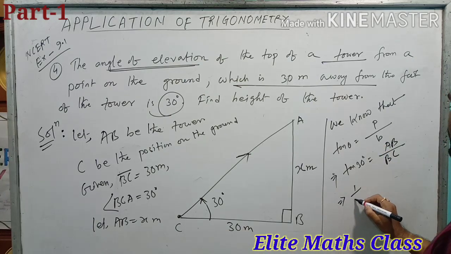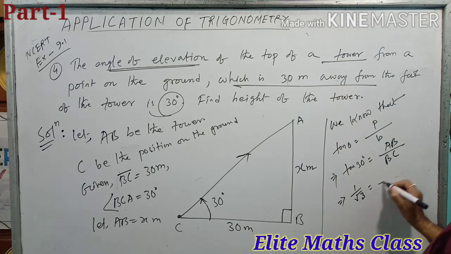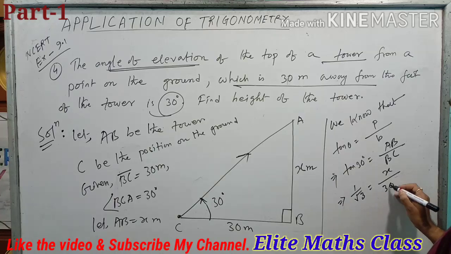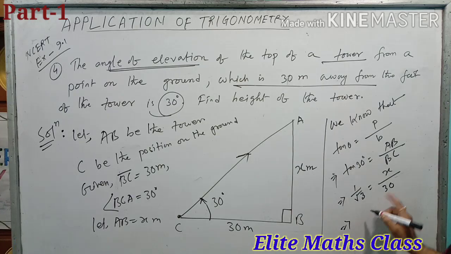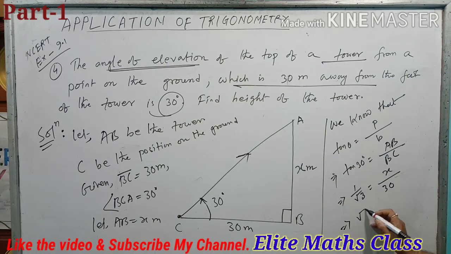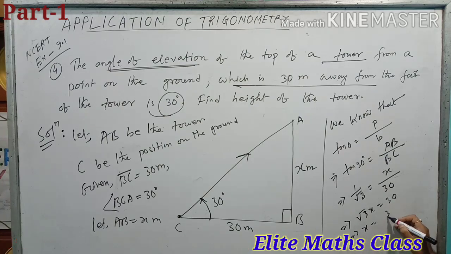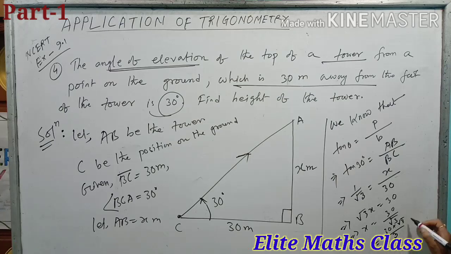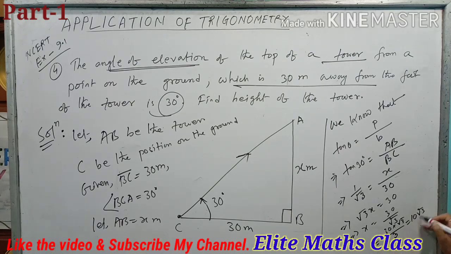Now what is the value of tan 30? It is 1 by root 3. AB is what? X. BC is what? 30. So what is X? X will be root 3 x equal to 30. X will be 30 by root 3. You can rationalize here, 30 into root 3 by 3, that is equal to 10 root 3.